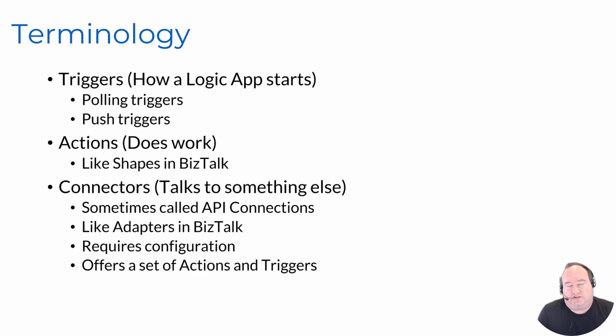Then you have connectors, and these inside Logic Apps are what talk to something else. You'll hear these called API connections at times. The best way to think of these is like an adapter in BizTalk, except there are a whole lot more of them. In BizTalk, we had a handful, maybe 24 at max, different adapters. Here we have hundreds and hundreds of connectors. They're constantly adding new connectors, and we can even create our own custom connectors very easily if we would like. Anybody who tried to create a custom adapter in BizTalk knows that it was extremely challenging to get it done right. It's very straightforward to create custom API connectors in Logic Apps.